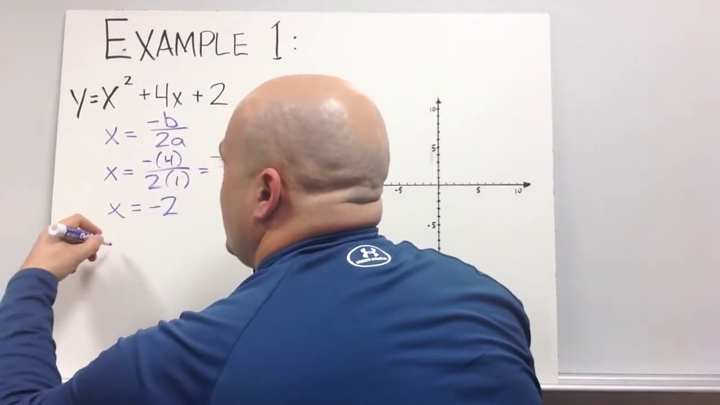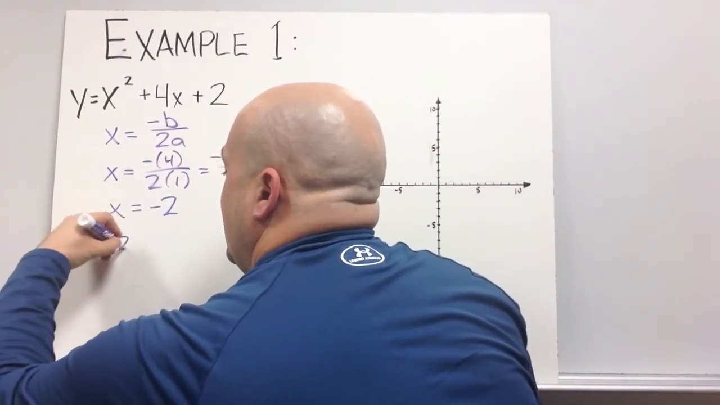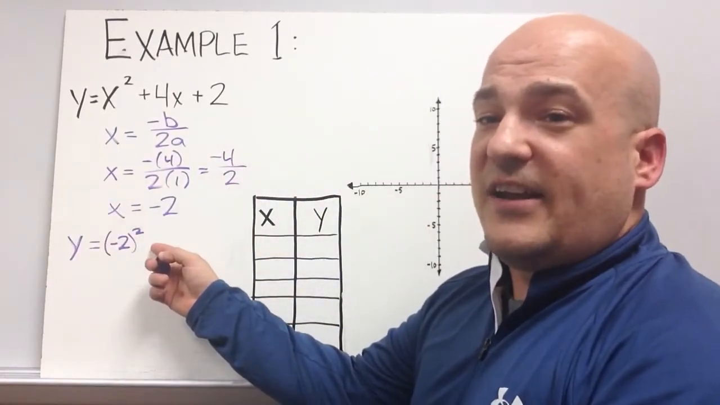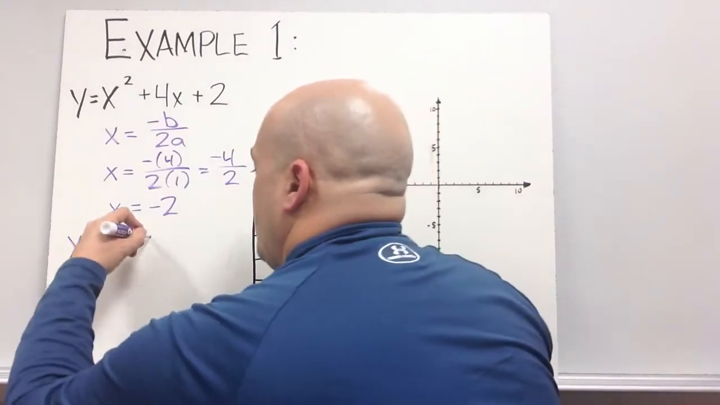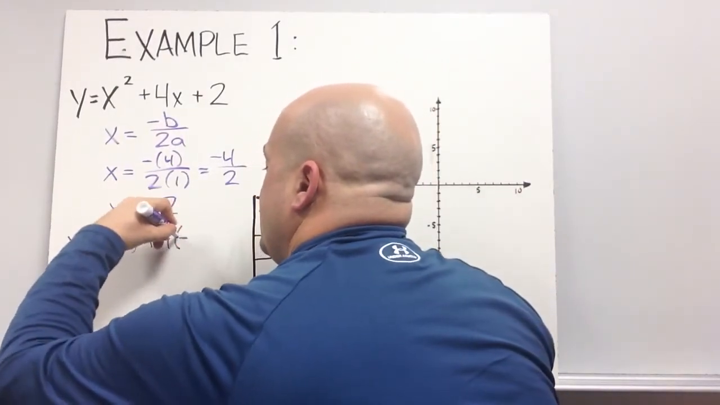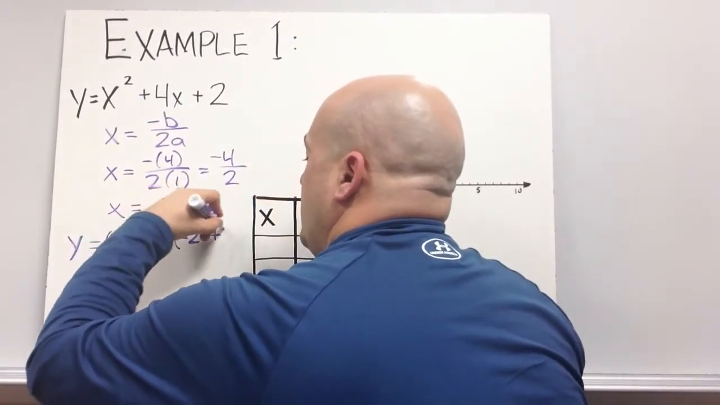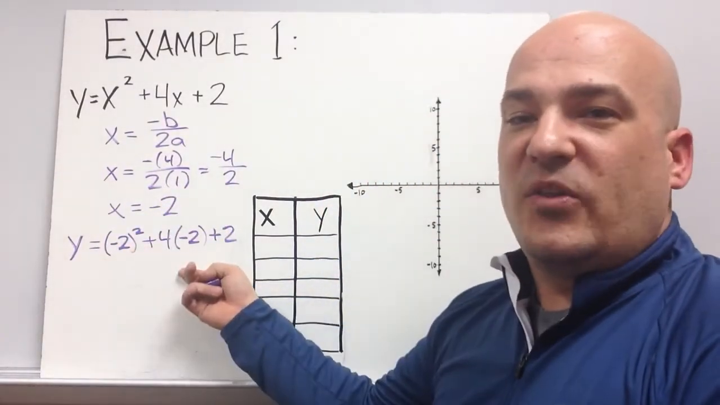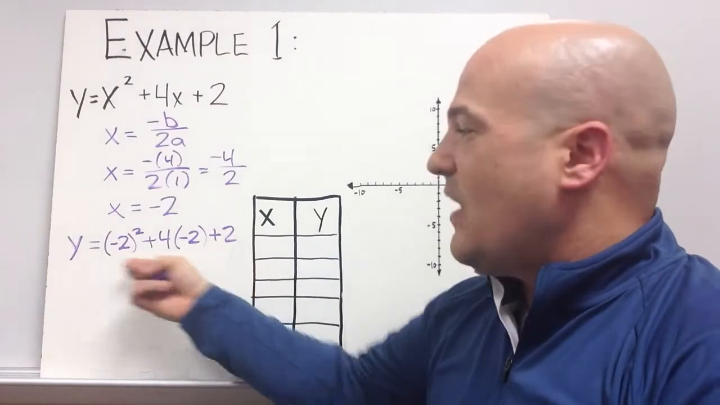Y equals negative 2 squared. Remember to put that in parentheses so that your calculator knows what you're talking about. Plus 4 times negative 2 plus 2. The simple way to do that is to just plug this whole thing into your calculator. It will spit out the y value for you.